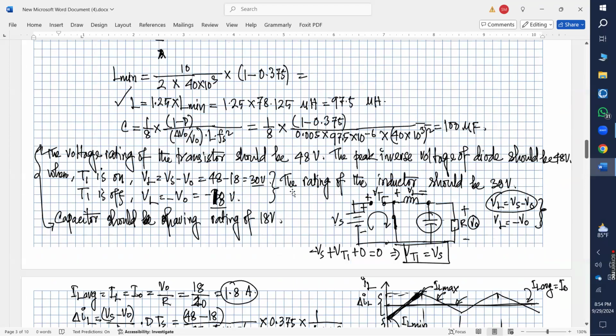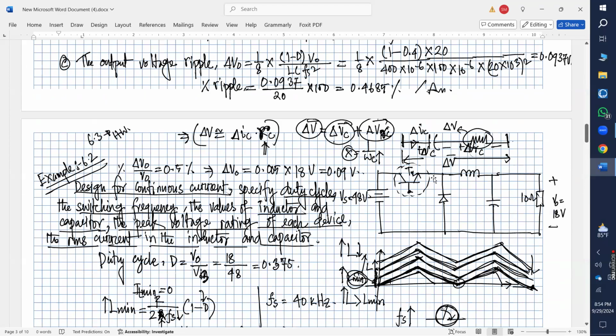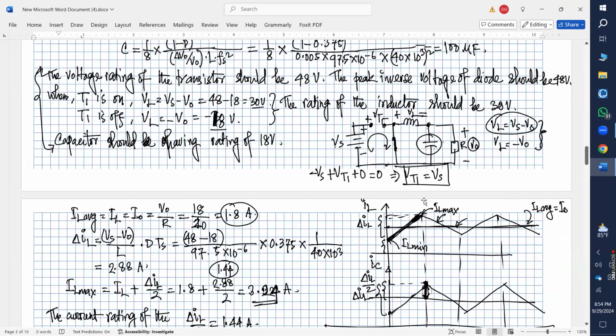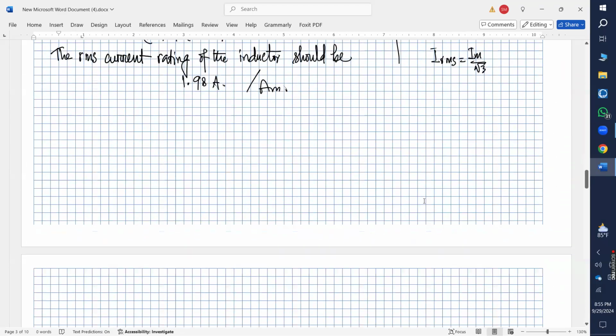So this should be all the components designed for the buck converter. Is there any question regarding this?